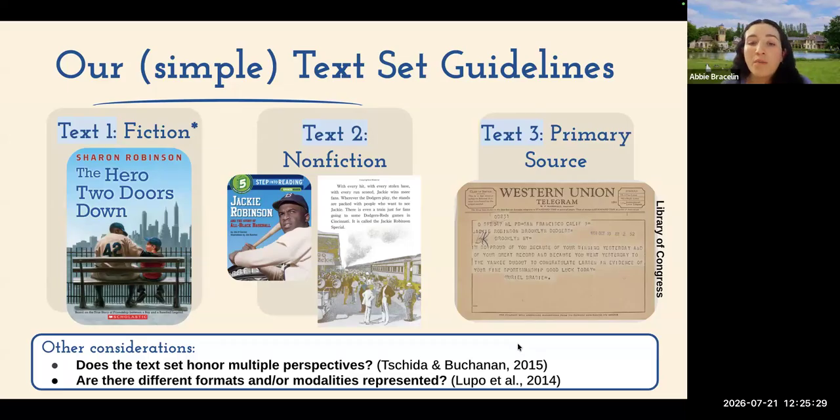Are there different formats or modalities represented? And we do have that, but we could also add maybe some more. Like I said, the video, for example, we could add of him playing baseball, which there are a few, which is really cool. I did that with my third graders and they loved it. We decorated, I think it was cupcakes or something, where we made little baseballs out of cupcakes and then we watched the video while we were doing that, and we had just finished the Two Doors Down book, and yeah, my kids loved it.